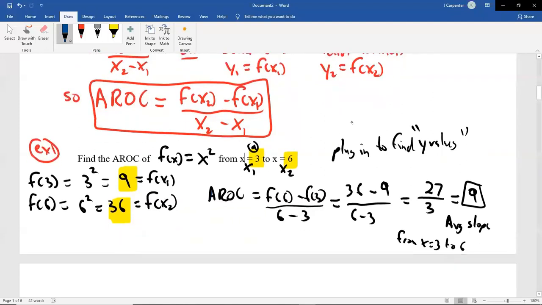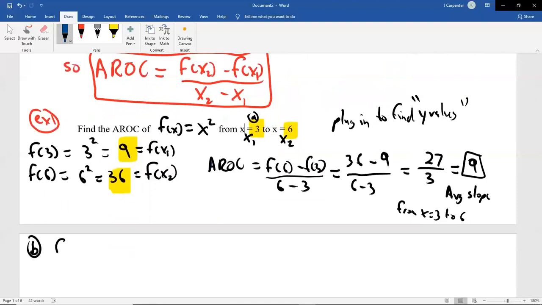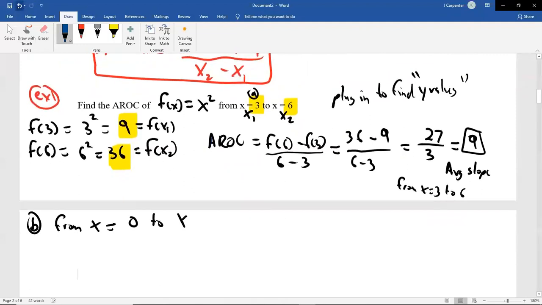Let's try another one. For B, let's go from x equals 0 to 3. Now, you don't have to call the 0 x1 and the 3 x2. You can call the 3 x1 and the 0 x2. Just make sure that your function values are labeled accordingly as well. If you call the 3 the x1, then when you plug that in and get 9, then the 9 is the f of x1 this time. So again, it might be a good idea to label them. I'm calling the 3 x1, and the 0 x2.